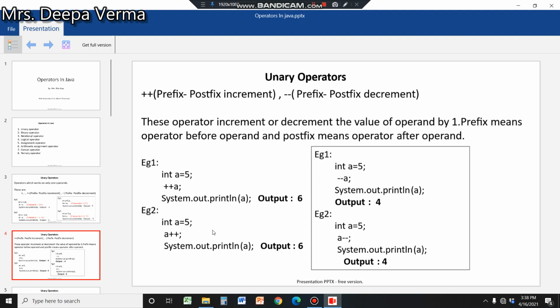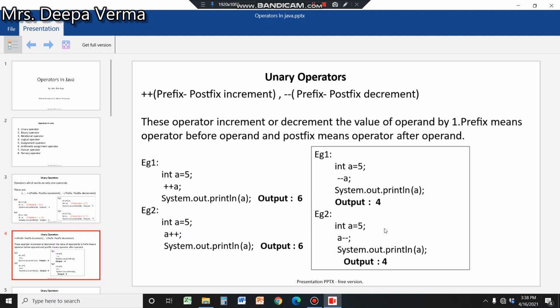But in example 2 you see postfix we have used. Post means after. We are fixing it after the variable. So its use is also just like that. You see int a is equal to 5, a plus plus, system.out.println a. So what has happened here? First in the memory a is 5 and then after that in memory it has become plus plus, it means 6. First it is 5, then here plus plus, 6.